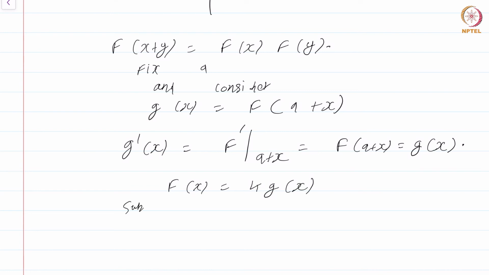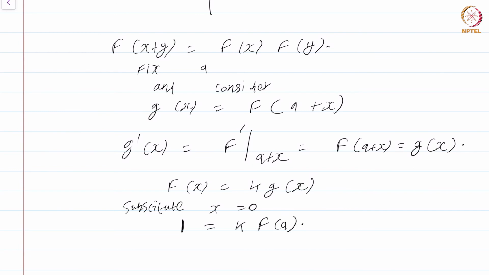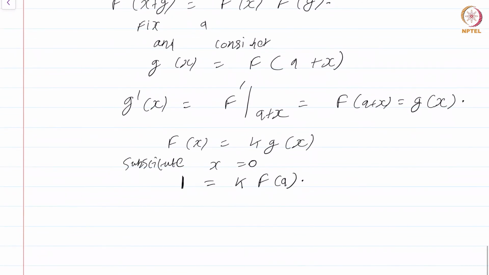Now substitute x equal to 0 and let's see what happens. In the previous proof, k dropped out to be 1. Substitute x equal to 0. So what you get is 1 is equal to k times g of a, right? Because we have substituted x equal to 0 and g of x is just f of a plus x. So sorry, this should be f of a, not g of a. This should be f of a. Which just goes to show that k is nothing but 1 by f of a.